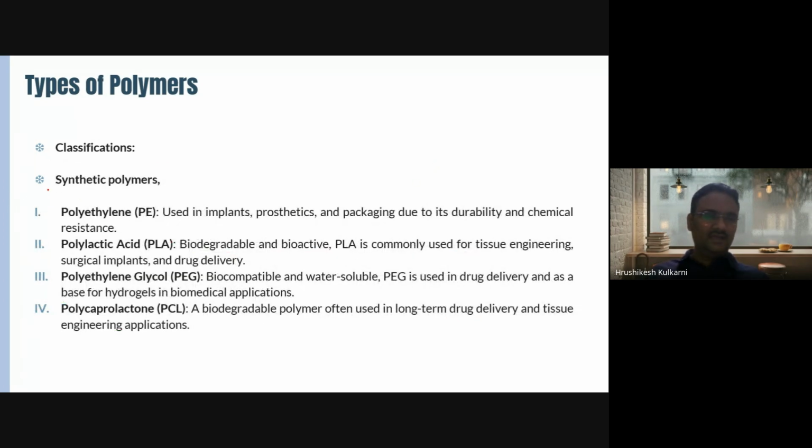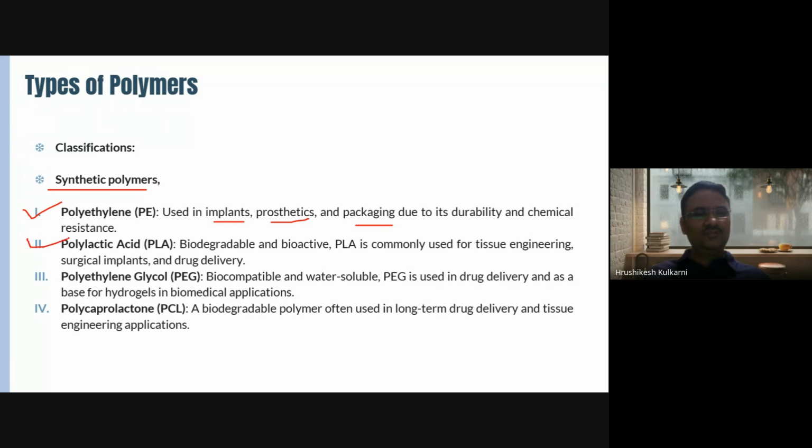After the natural polymers, the second category is called synthetic polymers, which are made by man, while natural polymers are derived from nature. The first is PE, polyethylene, which is used for implants, body implants, prosthetic application, and packaging of the body components wherever we have to transport them from one scaffold to another patient, or during transportation from the manufacturing plant to the operation theater.